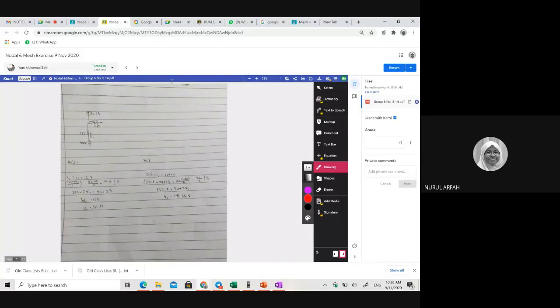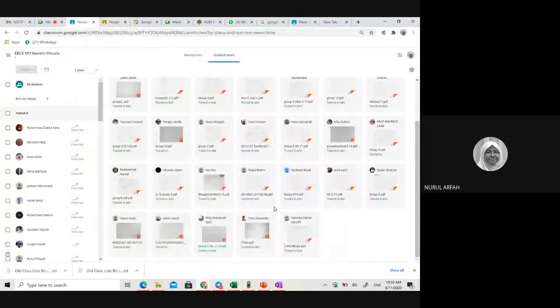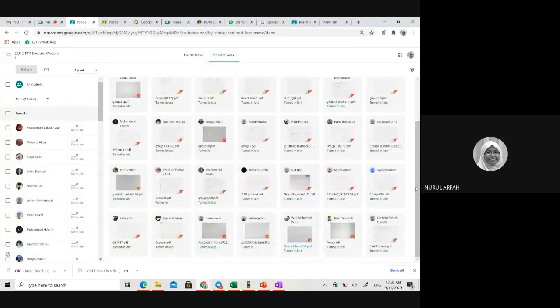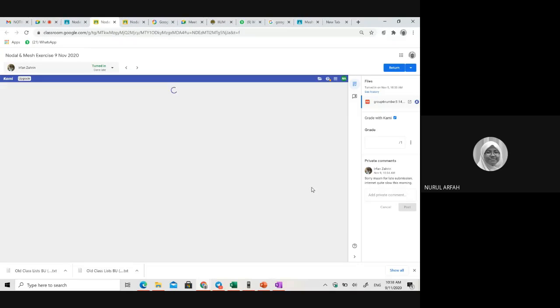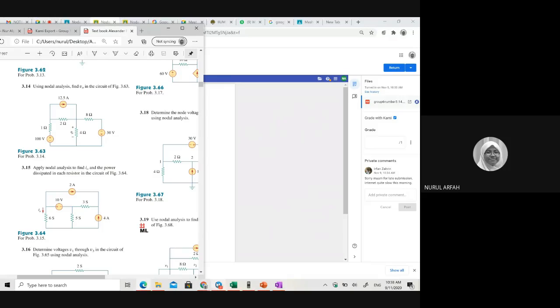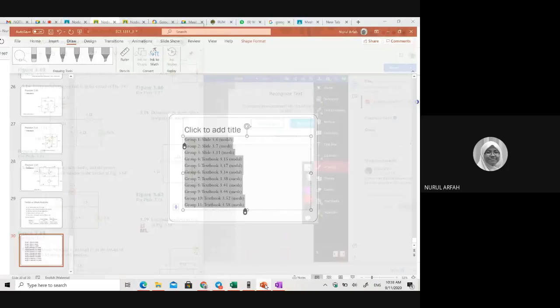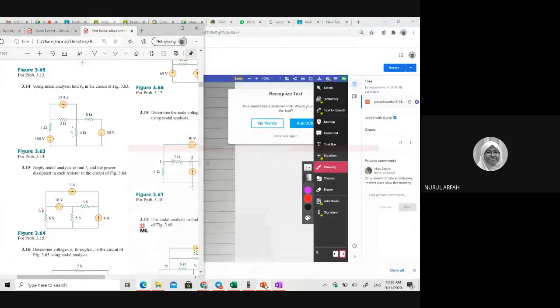Okay, exercise. Ini tak ada pun jawapan. Sekejap, saya cari. Tadi kata group 6. Others group 6. Okay, here. Group 6, about 3.14. This one, on your left side. Okay.